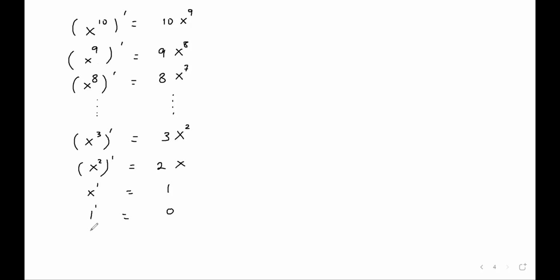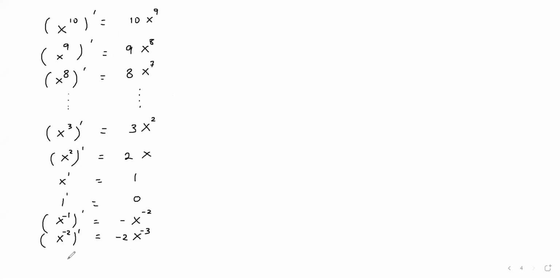And then naturally would be x to the negative 1, which primed is negative x to the negative 2. x to the negative 2 primed turns out to be negative 2x to the negative 3, folks. Make sure that you understand that, because it's going to be an exam question testing that thing, folks. So you want to make sure you know that. Then x to the negative 3 primed equals negative 3x to the negative 4, and so on.